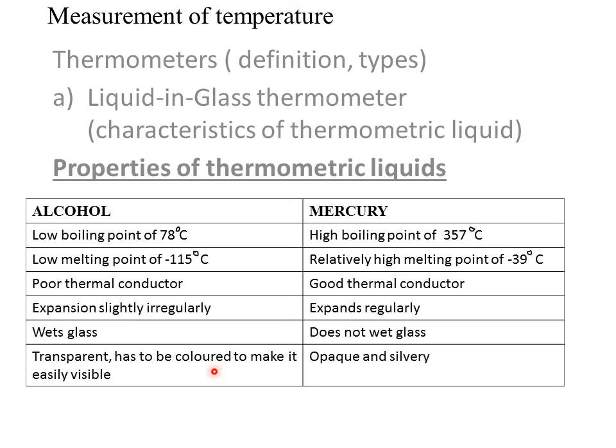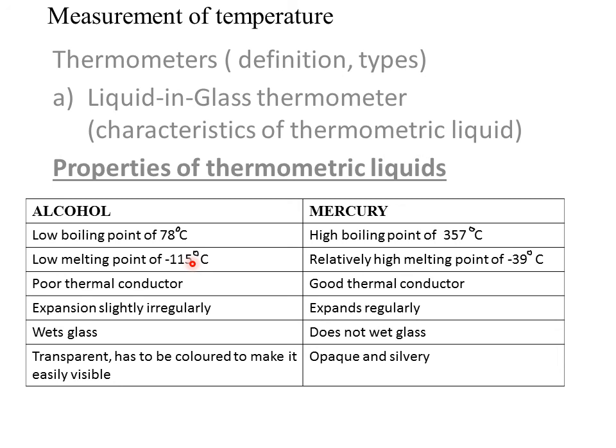A common question here is usually: explain why alcohol is preferred for use as a thermometric liquid in Arctic regions. The reason is because it has a low freezing point. Therefore, it can record very low temperatures.